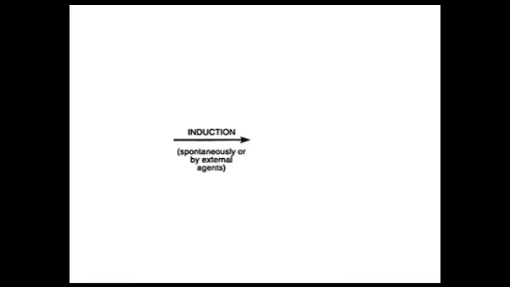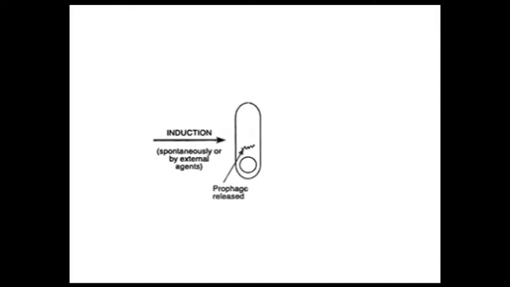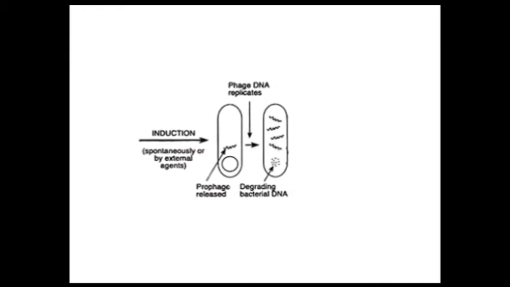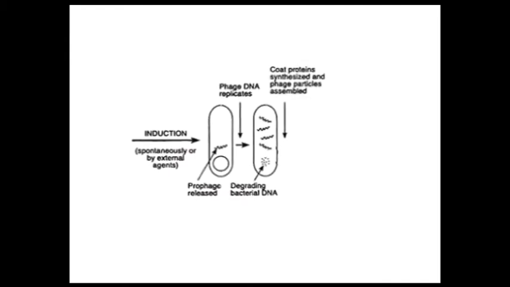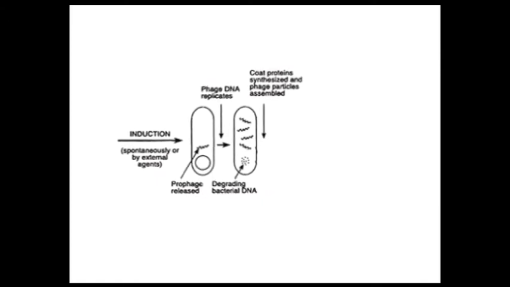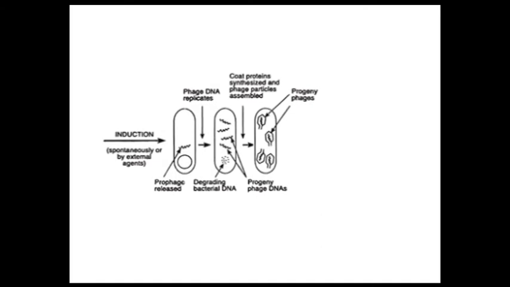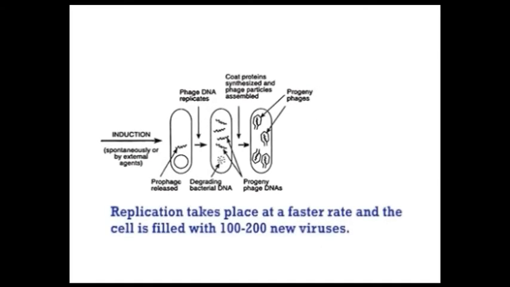In the case of the lytic cycle, once the viral DNA enters the cell, it transcribes itself into the host cell's messenger RNAs and uses them to direct the ribosomes. Further, the host cell's DNA is destroyed and the virus takes over the cell's metabolic activities. Then the virus begins using this cell metabolism for its own multiplication and starts producing progeny phages. So replication takes place at a faster rate and the cell is filled with 100 to 200 new viruses.